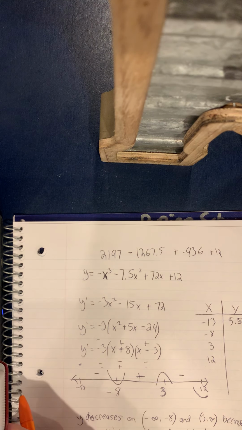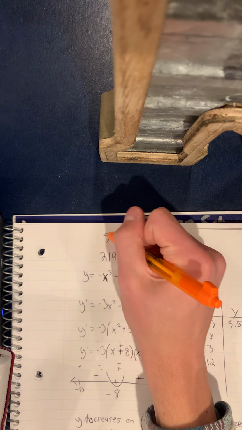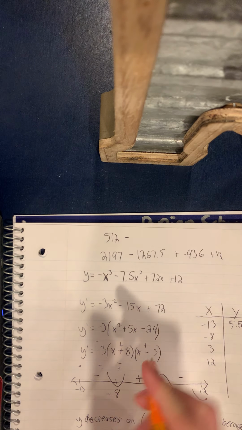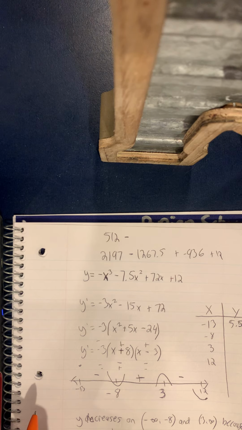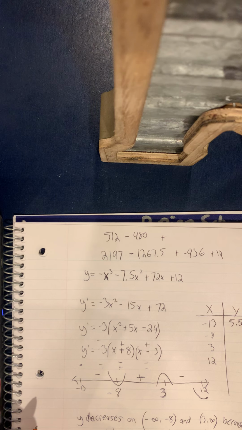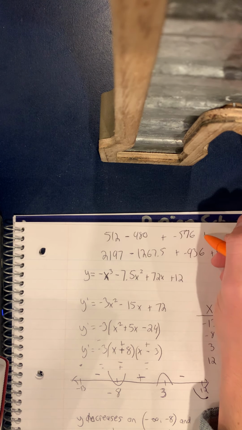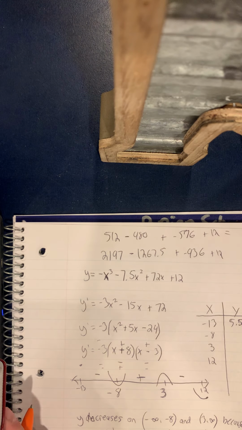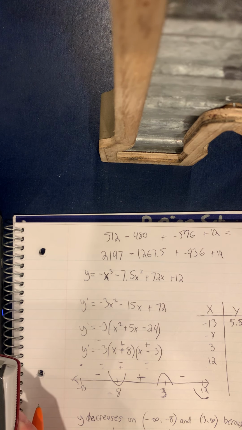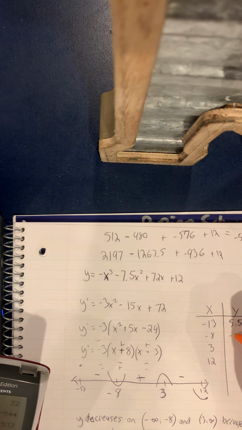At negative 8: 512 minus 480 plus negative 576 plus 12 equals negative 532.